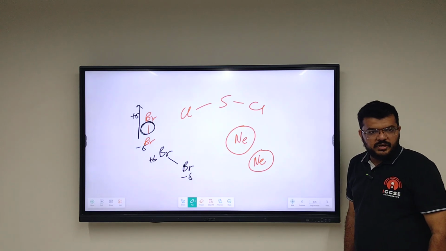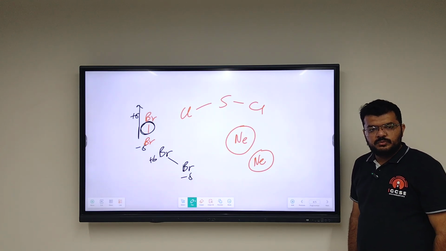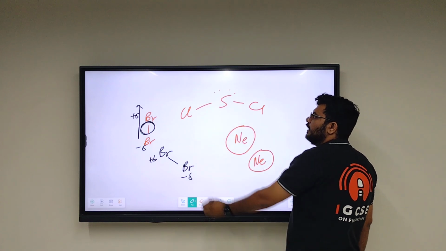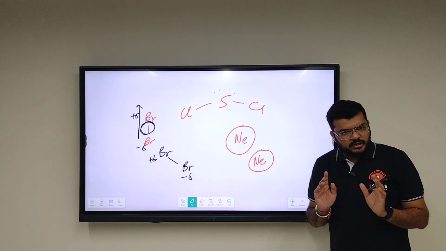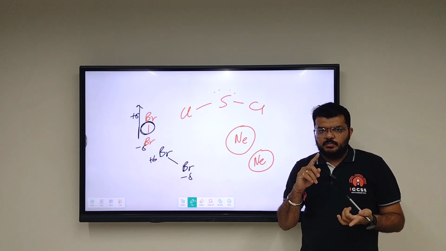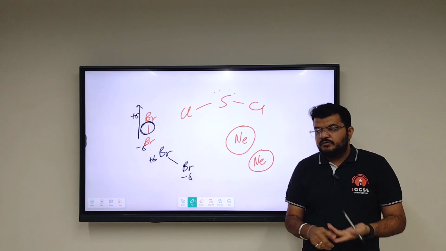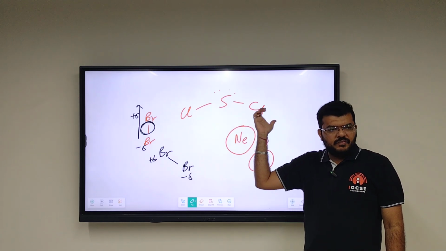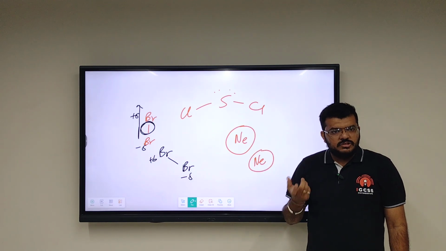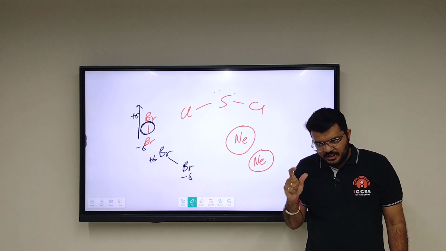What will be its shape? Non-linear, bent, because there is no pair. What is the most important basic idea of this theory? That you count the number of bonded pairs and the number of lone pairs, right? For the central atom, if you find it for chlorine, it has only one bonded pair, and the rest are lone pairs. So the central atom will dictate the shape, right?